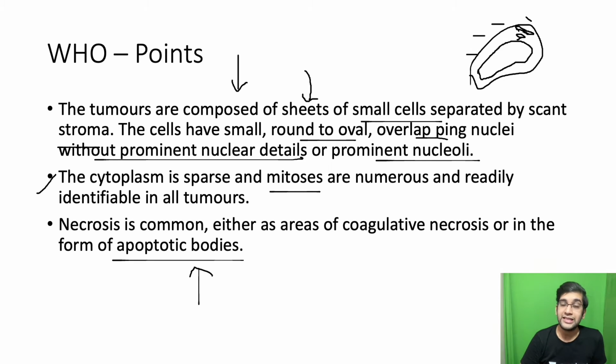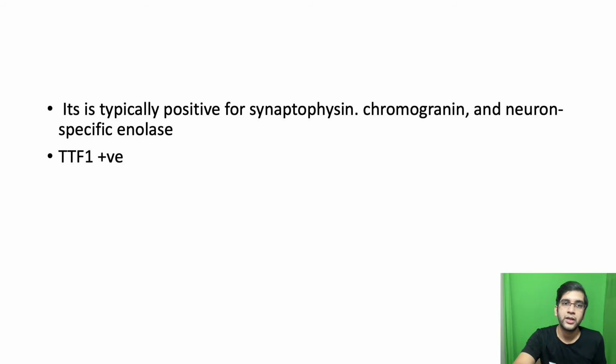So whenever you see these kinds of features, I want you to look for neuroendocrine differentiation, right? So these are the points from WHO regarding your neuroendocrine small cell carcinoma of the urinary bladder, which can also be the neuroendocrine component, right? When you go for IHC, we did only synaptophysin, but chromogranin also can be done, and neuron-specific enolase, NSE, can also be done.